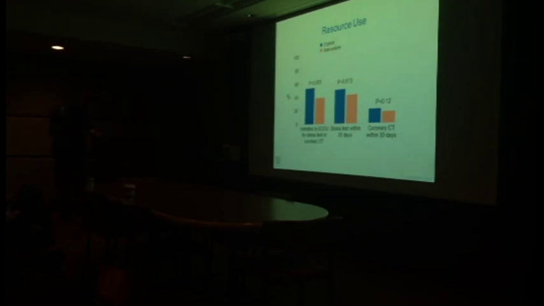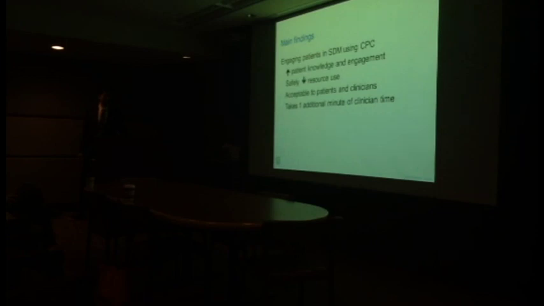So how did this one affect resource use? We similarly decreased our rate of observation unit admission for stress testing in the red bar, or the intervention arm. We also decreased the 30-day rate of stress testing, and there wasn't a significant difference in coronary CT rate, but you can see it has a similar pattern compared to the other resource use elements.